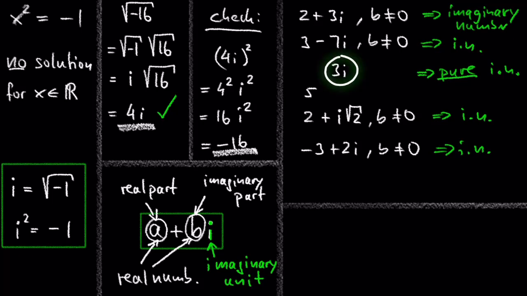3i is a pure imaginary number. By contrast, the imaginary part of the complex number 5 is 0. So the 5 is not an imaginary number. The number 5, or 5 plus 0i, is a real number.